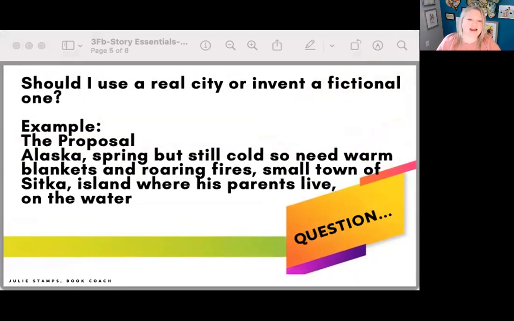So a question I get is, should you use a real city or invent a fictional one? I get this all the time from authors I coach. When it comes to using an actual town, city, or place, that is up to you. I tend to invent places that are modeled after a city and a state, like Bluebell Falls in Alaska is modeled after the small town of Talkeetna, mixed with a little of Sitka in there. I did my research and took the parts from each that would make for the right setting for my story.